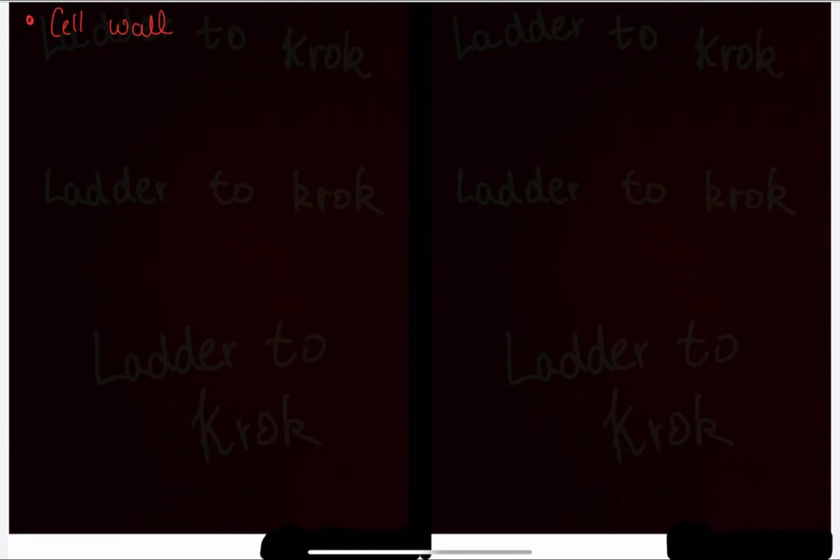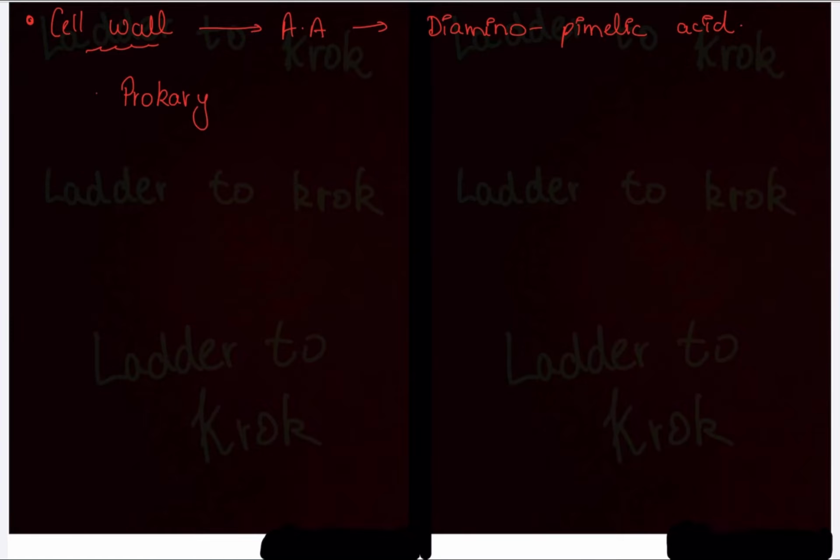Now the second point which we will discuss is the cell wall. Cell wall is made up of amino acids like diaminopimelic acid. Now, in this cell wall, let's discuss prokaryotes. In prokaryotes, the cell wall is made up of basically N-acetyl muramic acid, and the second thing is N-acetyl glucosamine.